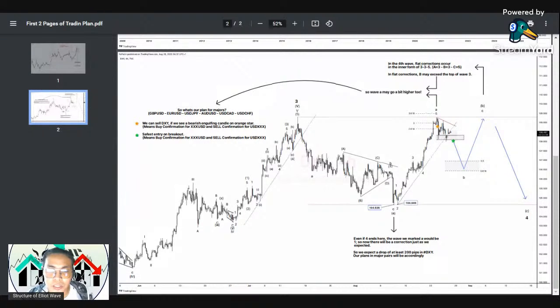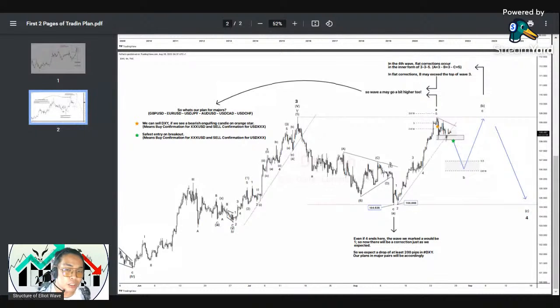But through experience, you can do this also. You can read the market just like this, and you have a plan just like this. So for example, what's your plan? Your four major pairs: GBP/USD, USD/JPY, AUD/USD, USD/CAD, USD/CHF. We can sell in the DXY.